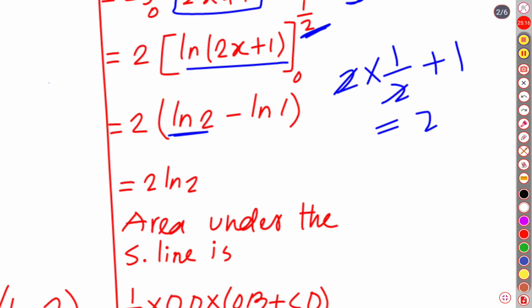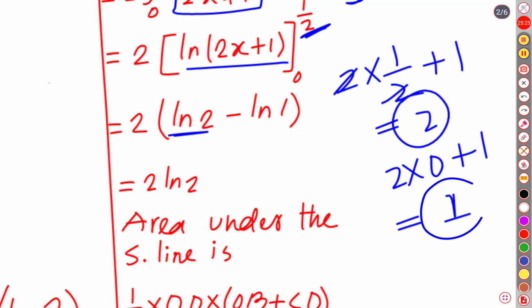If we write here 0, 2 into 0 plus 1, it is going to be 1. Okay, so the upper value is 2 and the lower value is 1. So ln 2 minus ln 1, and we know ln 1 is equal to 0. Ln 1 means 0. So ultimately we are getting ln 2. This is the area under the curve.